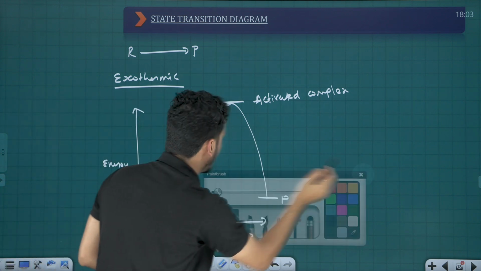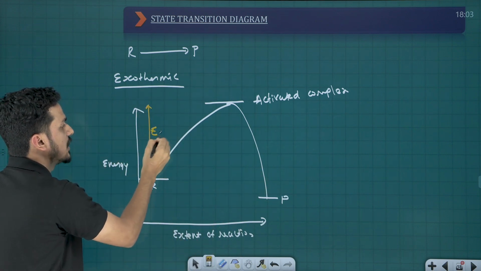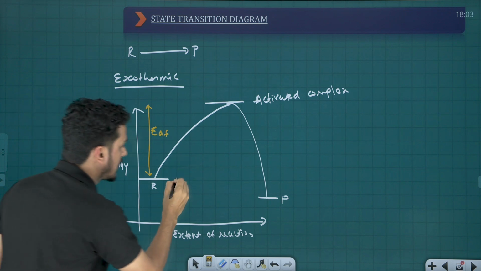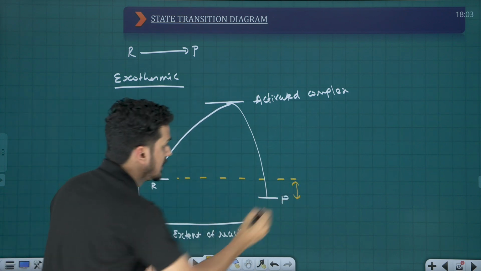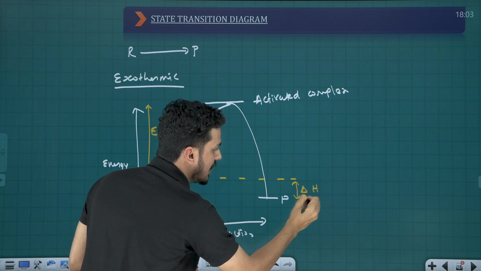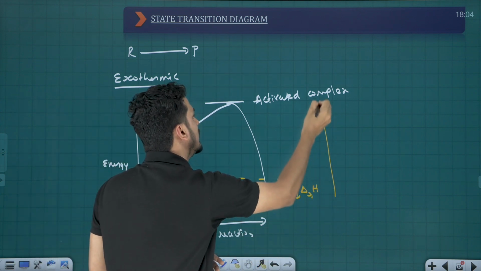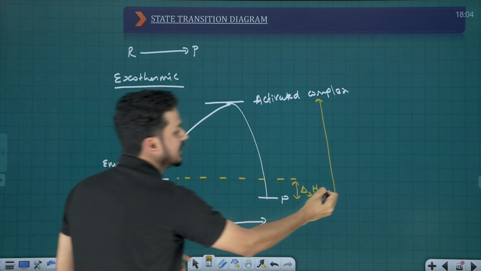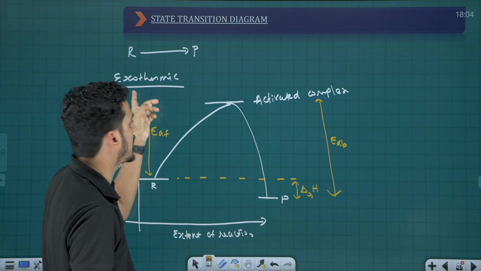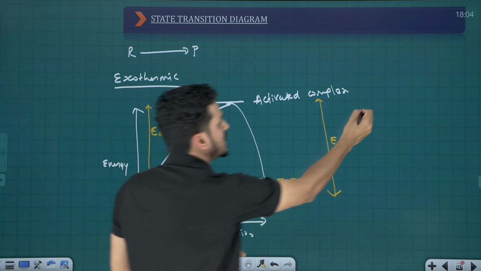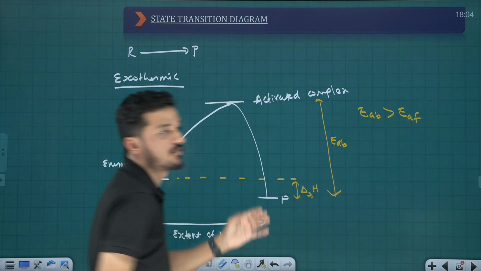Then from the reactants to this peak, that is called the activation energy for the forward reaction. The energy difference between the product and reactant is called delta H, or enthalpy of reaction. If it is reversible, meaning the product goes back to the reactant, that is called the energy of activation for the backward reaction. In the case of exothermic, the activation energy for backward will always be greater than the activation energy for forward.